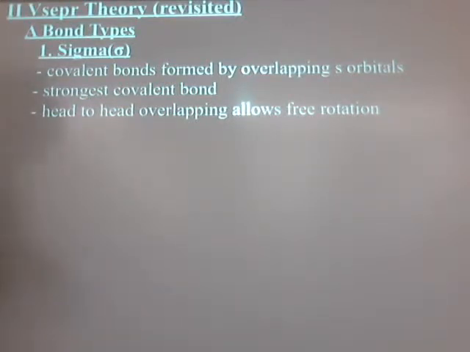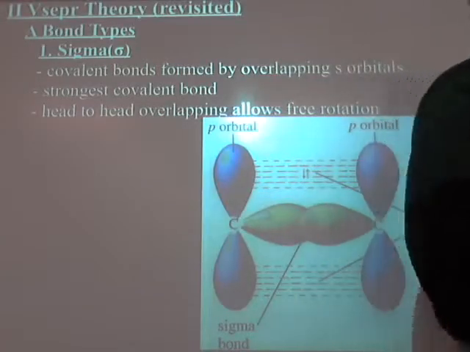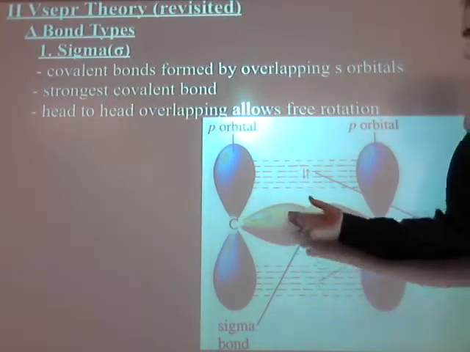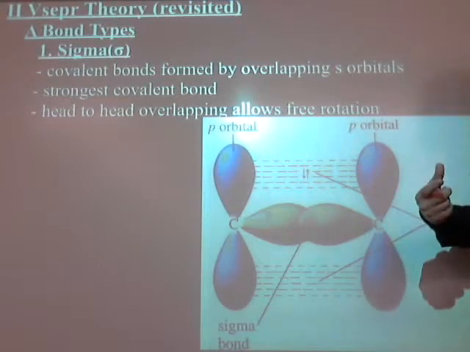All right? So these are sharing by overlapping orbitals, and you can see the picture I've got on the next page. I actually have that picture popped up right here for me. Okay? All right, so a sigma bond would be the sharing of two orbitals. It's head-to-head, so that would allow free rotation.